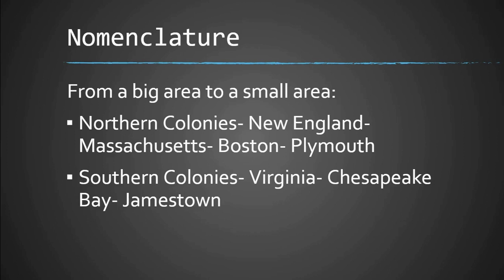Now, skipping over the middle colonies and venturing further south, we have the southern colonies. The most populous colony in the south is Virginia. The major focal point of trade and commerce is the Chesapeake Bay area. The first permanent settlement was Jamestown.